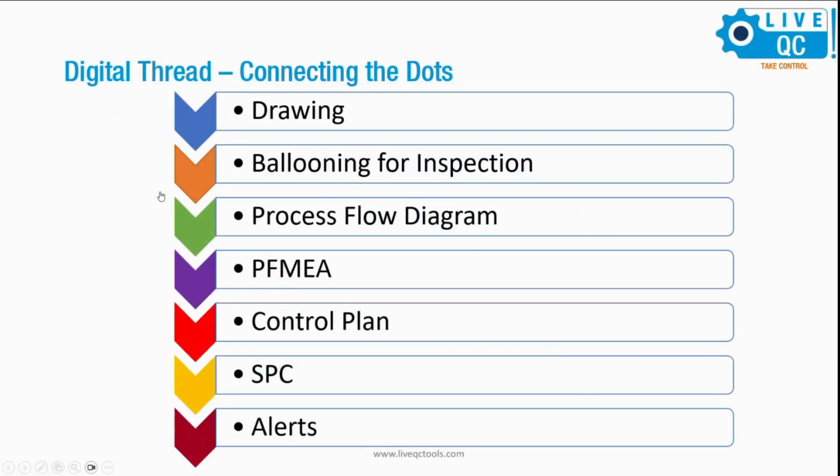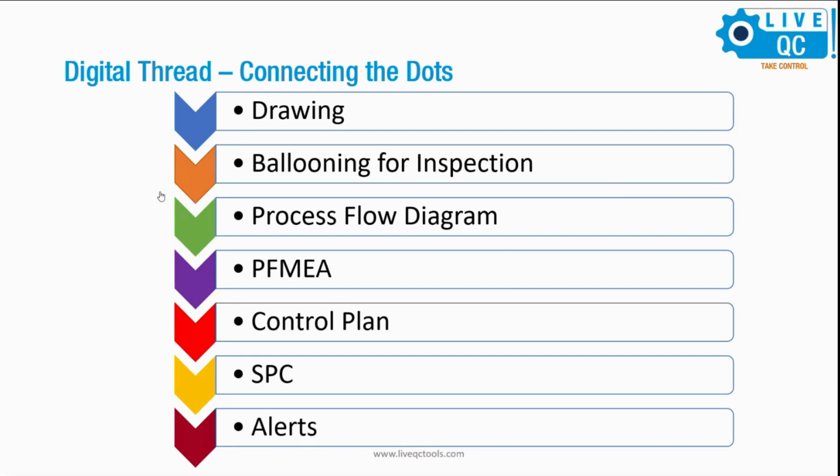So any object, for example, this, what is that? I'm going to now show you on this drop arm. We will take you through how to connect the dots, so that early up in the process itself, you catch all the outliers before they start underperforming and bringing the entire system down. So first you have the drawing, then you have the ballooning for inspection, then the process flow diagram, the PFMEA, the control plan, the SPC, and the alerts.